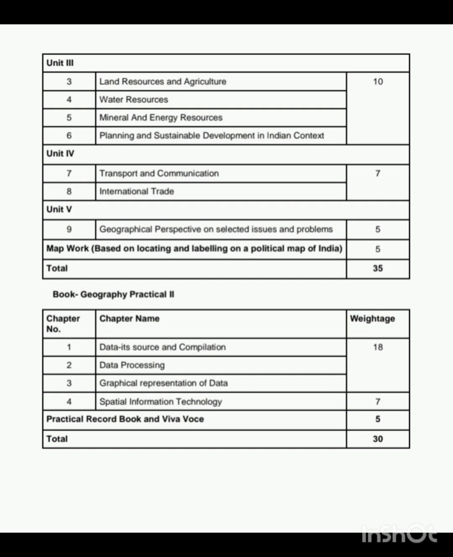So for the second book, India, People and Economy, you will be given a blank political map of India, and you will have to locate and label it. Here there is no identification. You need to really focus upon your mapping skills. Fine. So that's all for this breakup.